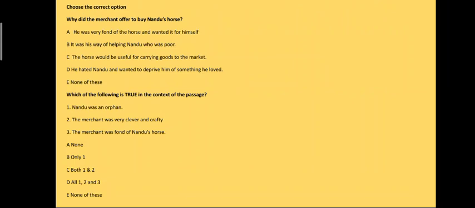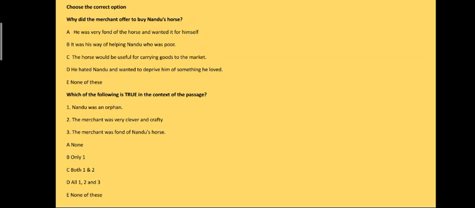Dear children, this time there will be MCQs even in the reading section. So these are some of the questions and their MCQs are given under. You are to find the correct option. Why did the merchant offer to buy Nandu's horse? And the answer is, he was very fond of the horse and wanted it for himself, because all the rest of the options are wrong.